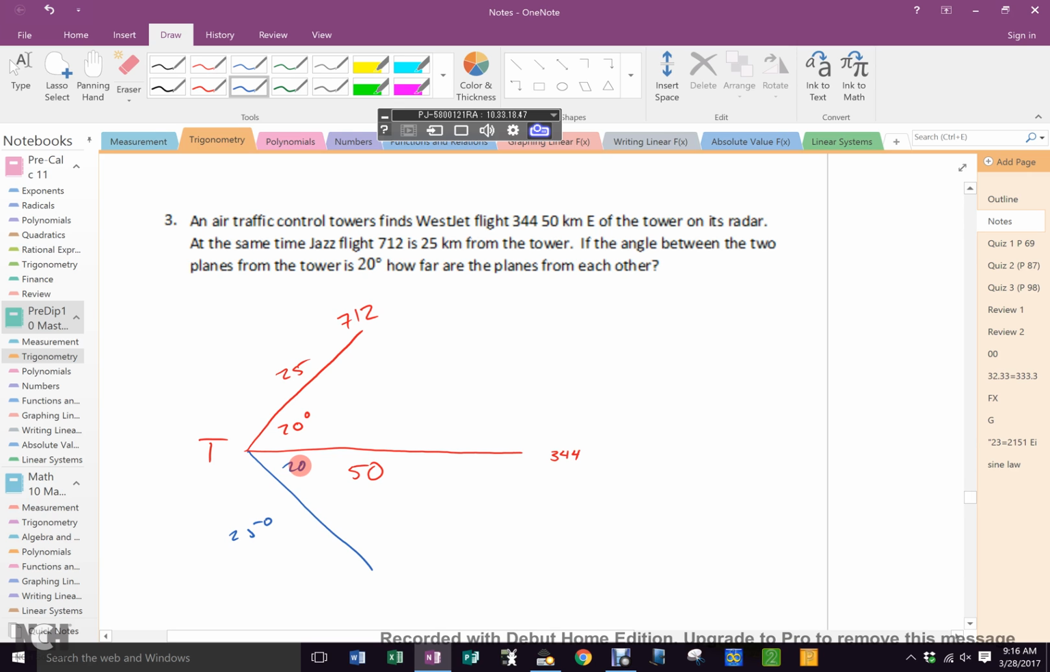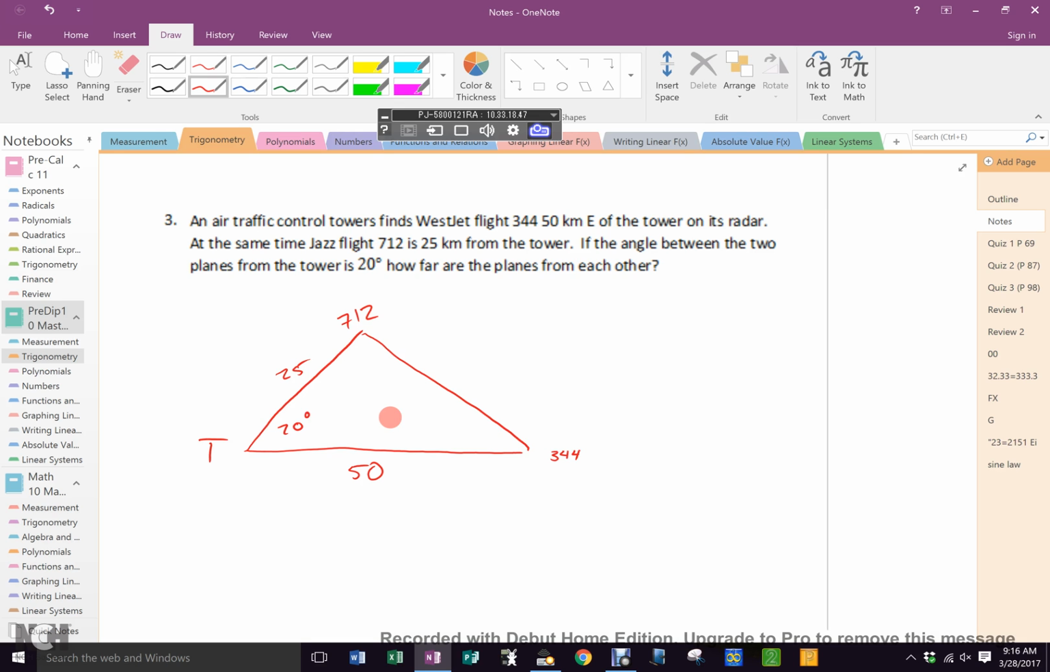Now here's the thing. Does it matter which triangle I draw? No, because the question asks how far 712 is from 344. Do you all understand? I could use the red triangle or I could use the blue triangle. It's not going to matter because these sides are the same, right? So I'm going to go ahead and erase the blue one because I bet everybody drew the red one, right? Did you draw the blue one? I did, and then I erased it. Then you erase. Why? It's the same thing.